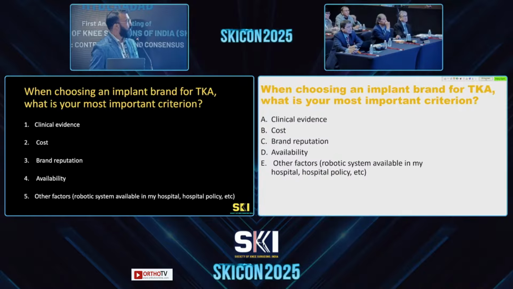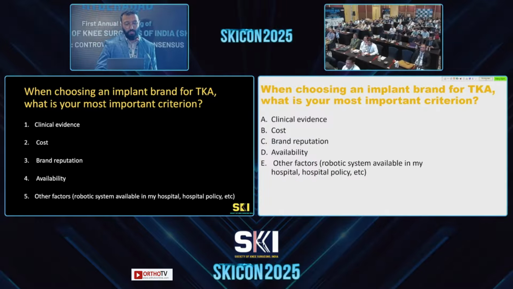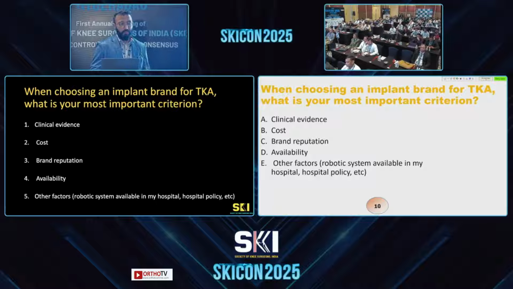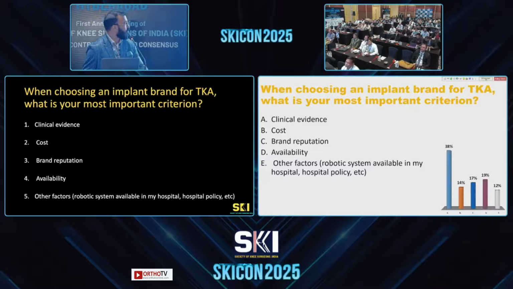The next question is, when I choose an implant brand for TKR, what is my most important criterion? Option number 1, clinical evidence. Option number 2, cost. Option number 3, brand reputation. Option number 4, availability. And option number 5, other factors like the robotic system available in my hospital or my hospital policy, etc. So 38% are actually looking at the clinical evidence when choosing their implant brand. The second was 19% who are going as per the availability.